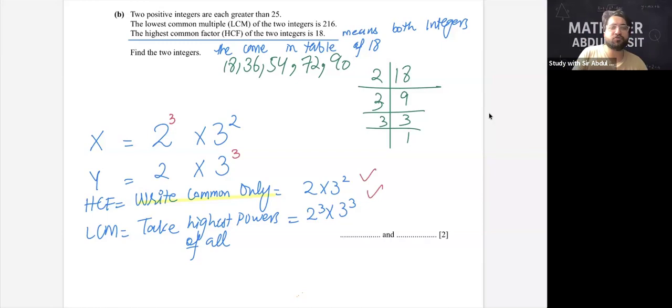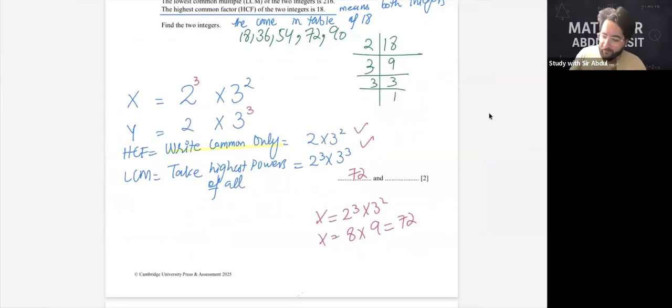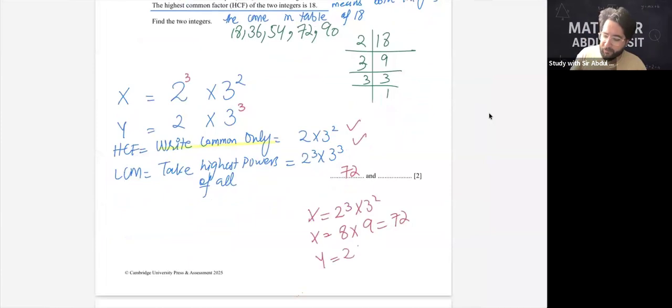So let me check what 2 cube into 3 square is. So x is equal to 2 cube into 3 square. 2 cube is 8 and 3 square is 9, and 8 nines are 72. My first integer is 72, and my y is 2 multiplied by 3 cube. 3 cube is 27, so 2 multiplied by 27 is 54.